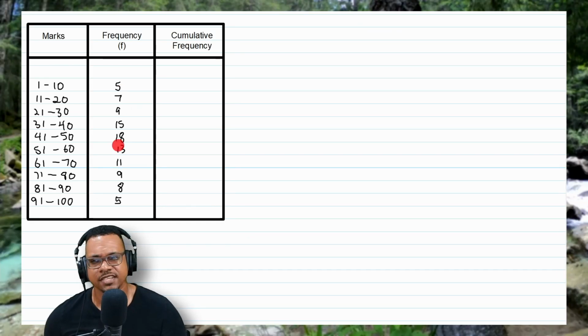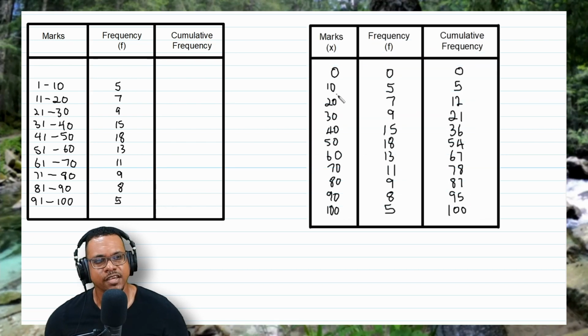Now the frequencies used here are the same as in the last question. So if we look here, we have marks going from 10, 20, 30, 40, 50 like that. And our frequency is 5, 7, 9, 15, 18, 13, 11, 9, 8, 5. Same thing here. So our cumulative frequency is going to be the same thing.